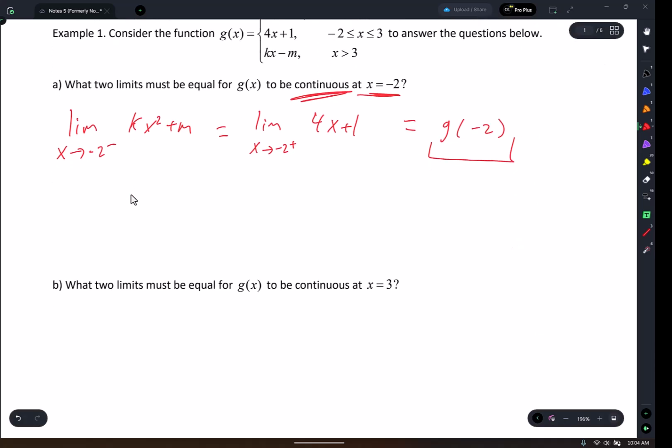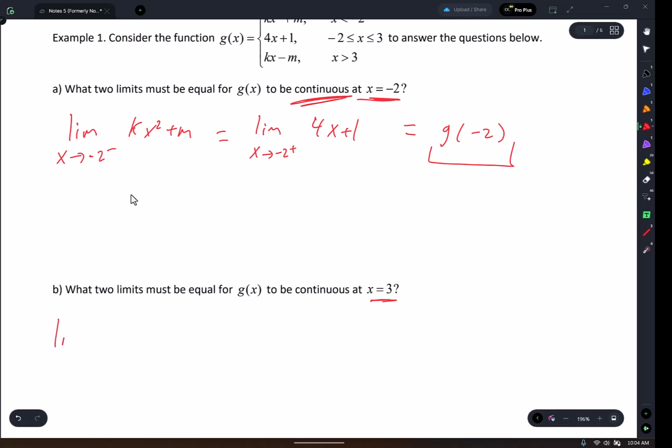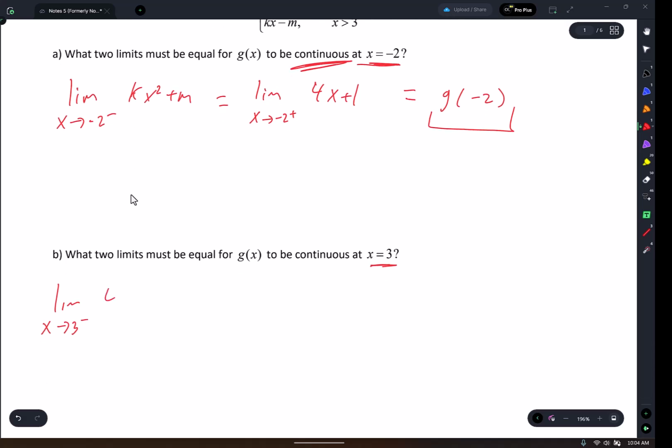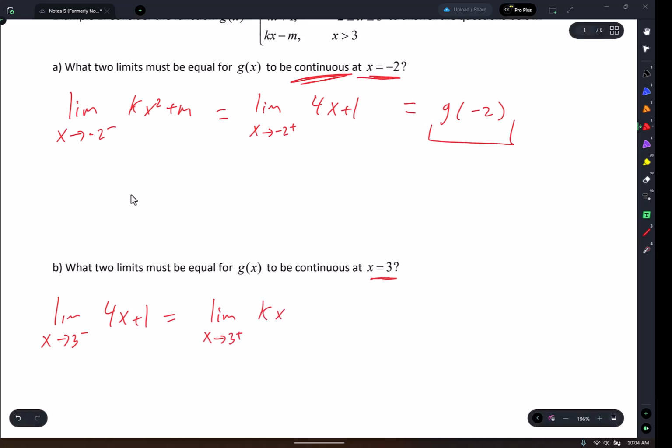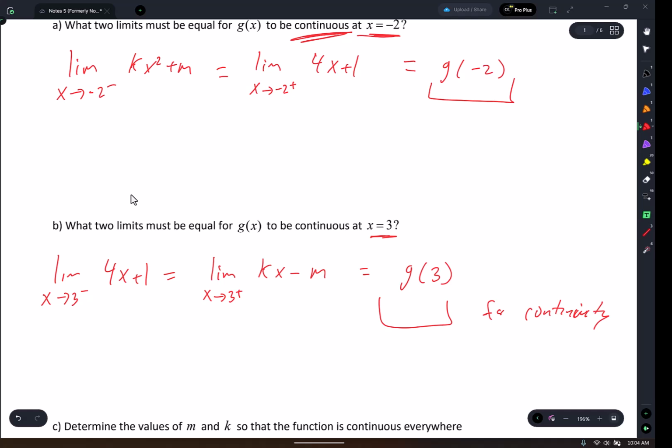All right. What two limits must be equal for g of x to be continuous at x equals 3? Well, limit as x approaches 3 from the left. Let's see, what function is that? That's 4x plus 1. That better equal the limit as x approaches 3 from the right, which is the kx minus m, and all that better equal g of 3. And I just put this in here for continuity, because that's the definition of continuity. I can't spell today. Are we still okay, guys?